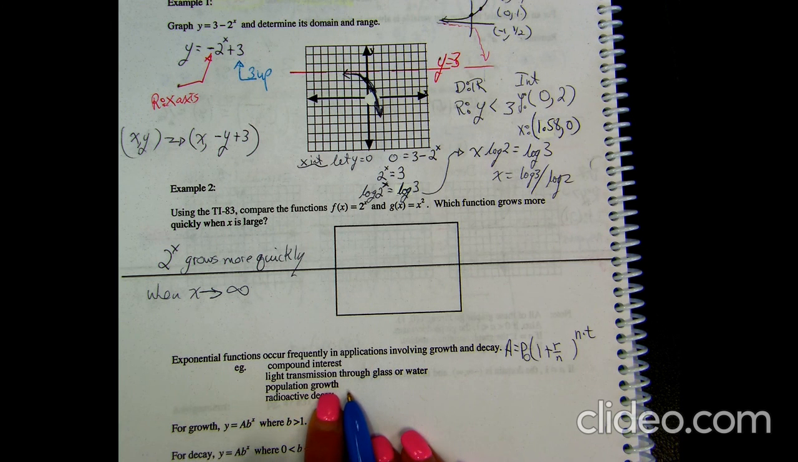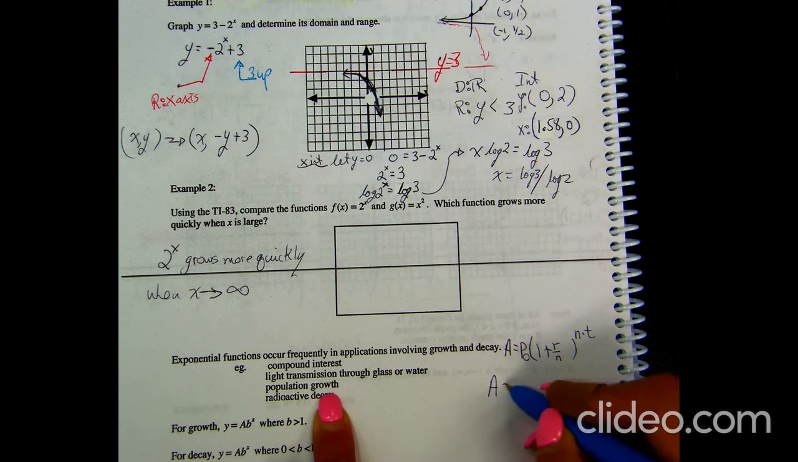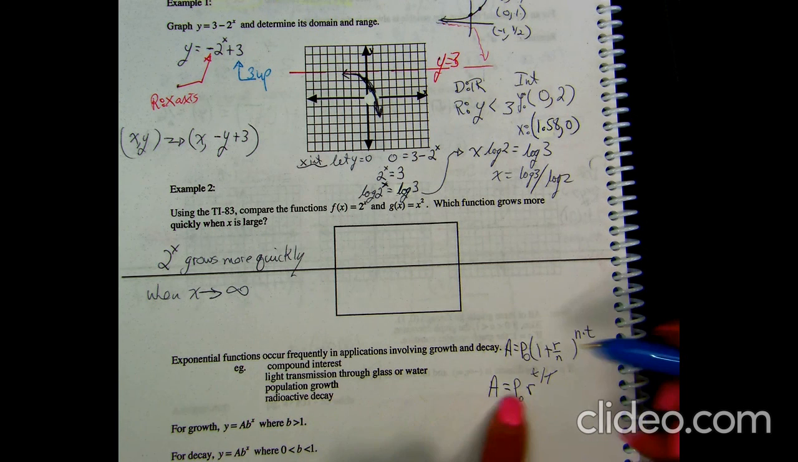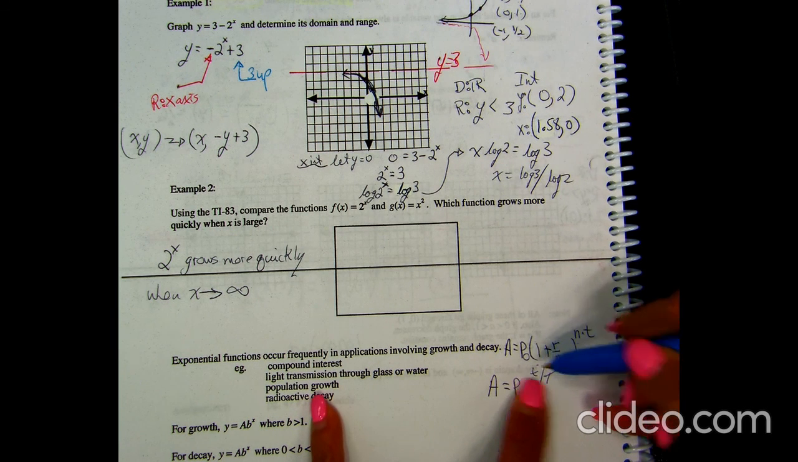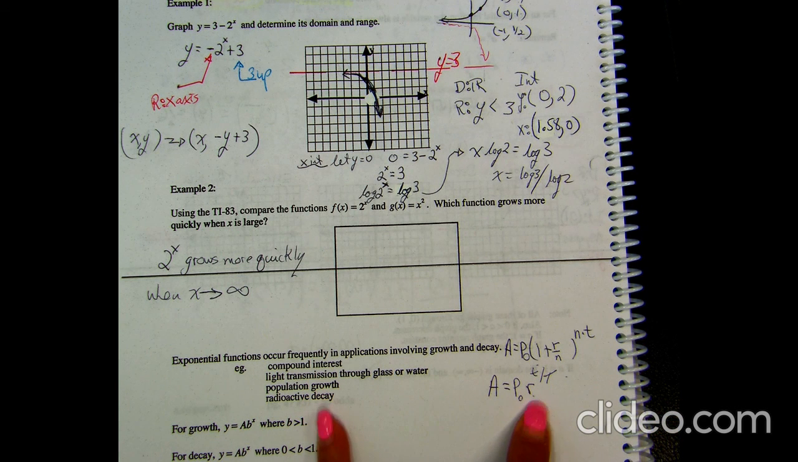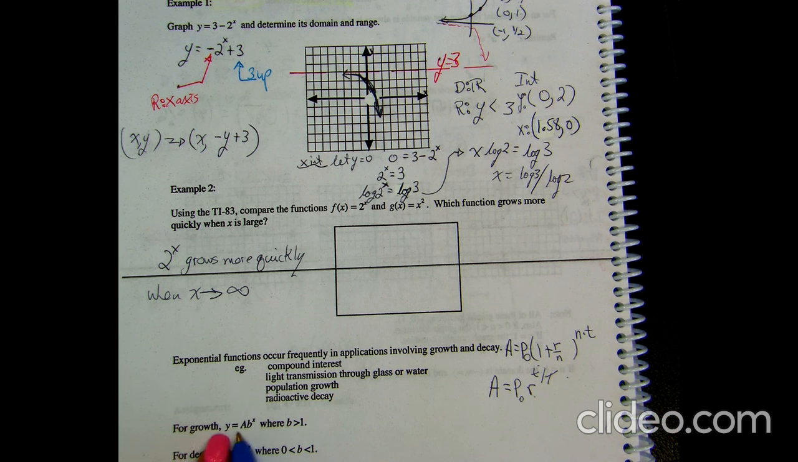Population growth. Do you remember your population growth or decay formula? Write it down. A is equal to P naught times R to the little t over big T. Little t is the actual time you leave the sample. Big T is the length of that half-life. Okay, your base formula for growth, y equals a times b to the x. Of course, your base is bigger than 1. If it's decay, your base is between 0 and 1.